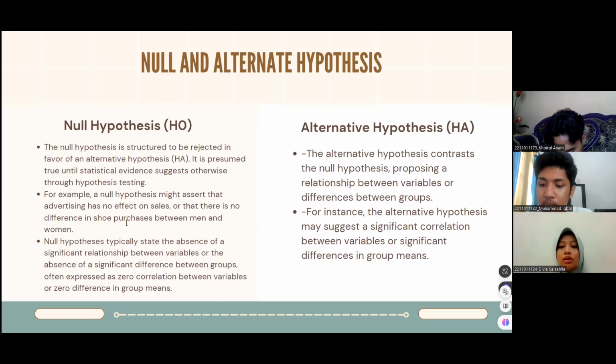And the alternative hypothesis contrasts the null hypothesis, proposing a relationship between variables or difference between groups. For instance, the alternative hypothesis may suggest a significant correlation between variables or significant difference in group means.